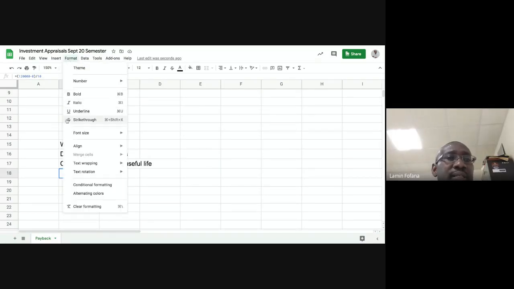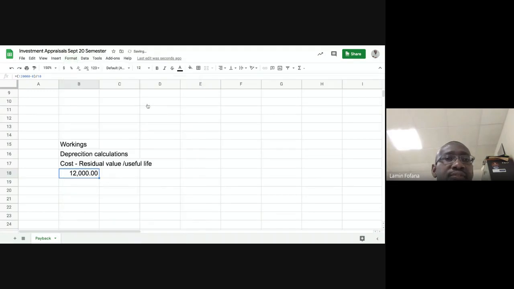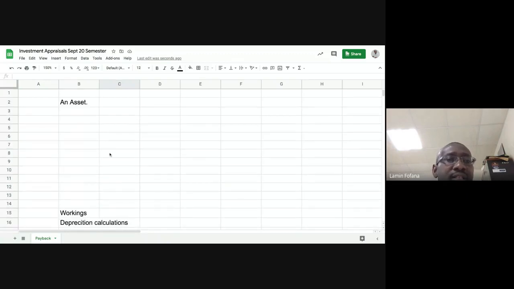So I'm going to format it to number formatting, and I'll reduce the decimal places to 0. So our depreciation is 12,000 per annum. Take note, this is per annum. Depreciation is calculated per annum. So 12,000 pounds per annum. Okay, so this is our depreciation.